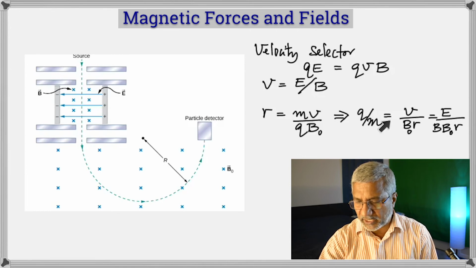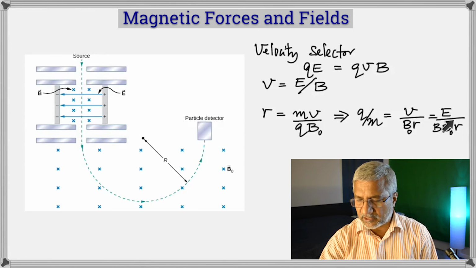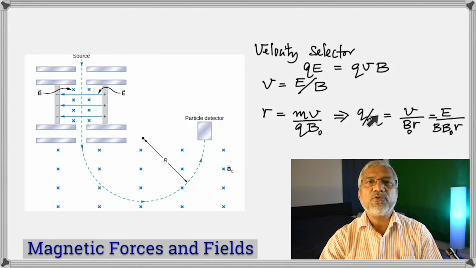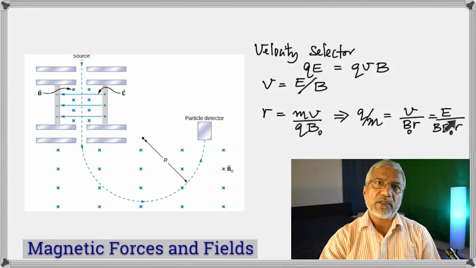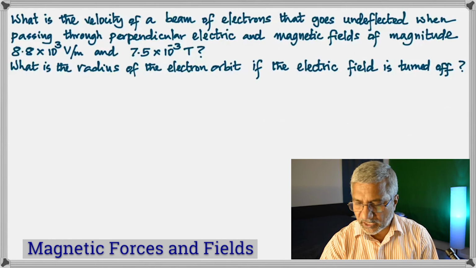So Q by M depends on these quantities, and the only variable there is the radius. I hope you understand. These three are constants, so the only variable is radius. That means if you have two different specific charges, you're going to have two different radii. If you have three, then you have three different specific charges. So that's how you find isotopes.